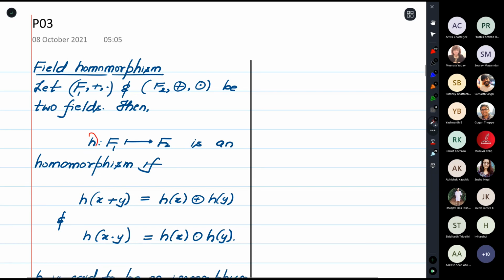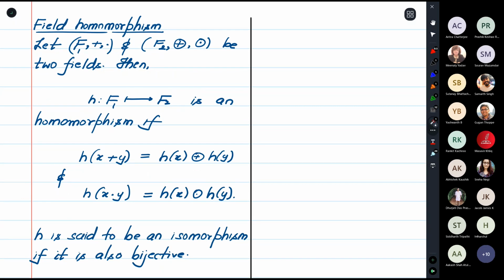Then a function h. Notice that h goes from the set F1 to the set F2, and such a function is said to be a homomorphism if it preserves structure. So what does that English phrase mathematically mean? It means that if you perform the addition operation in the domain, that is F1, and you apply h to the output of x plus y, the output of h should be h of x plus h of y. Notice that h of x is an element of F2, similarly h of y is an element of F2, and you are performing the addition operation defined under F2. So we require that h of x plus y be h of x plus h of y.